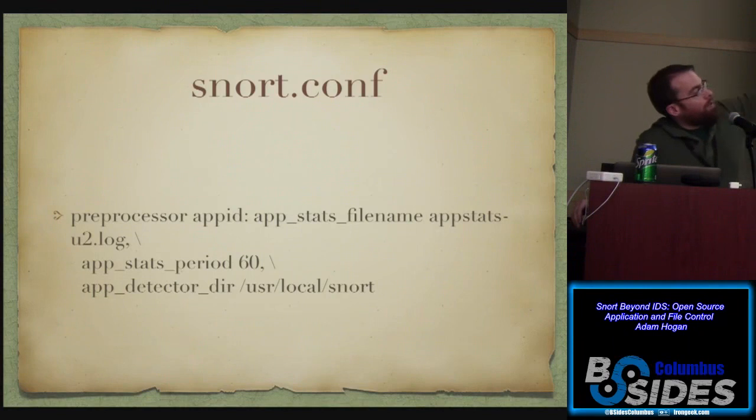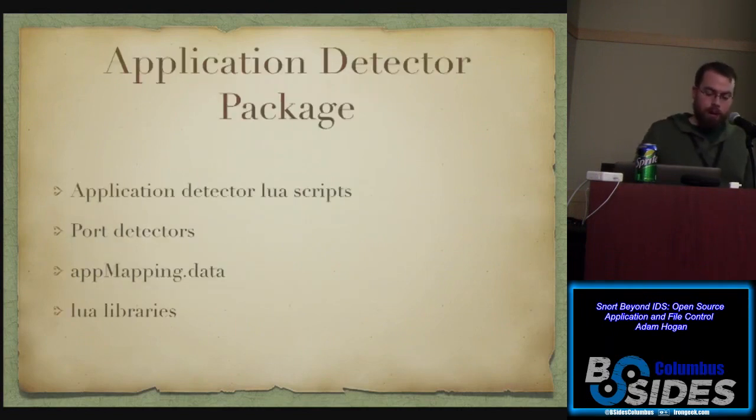And then we give it the directory of where we downloaded all the application detectors. Again, I mentioned that's one of the other things you have to download: that bundle of all the application detector Lua scripts. You put those in the system, and then you just have to tell it what directory they're in. Once you've got that set up, you restart Snort, and it's going to be running our application detector.